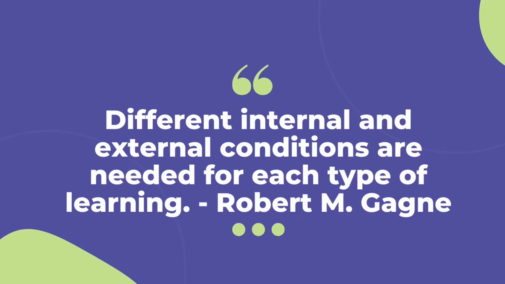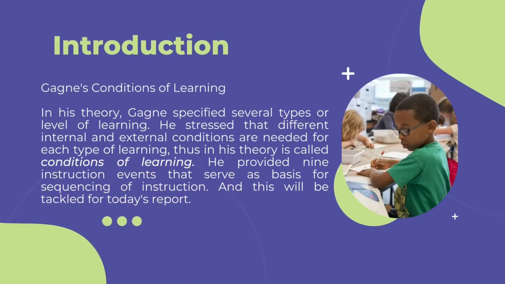Before I start my report, let's open this topic with the quote, "Different internal and external conditions are needed for each type of learning." This is according to Robert M. Gagne. At this point, let us have an overview of the report.